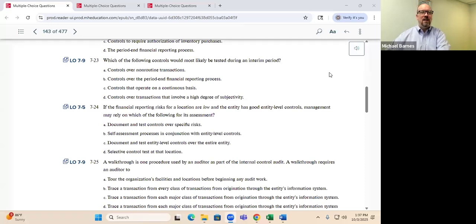The end of the period, the final part of the audit. Okay, so that's probably not a good interim test. Controls that operate on a continuous basis. What does that tell us? The controls are doing the same thing over and over again. So this is likely our answer.